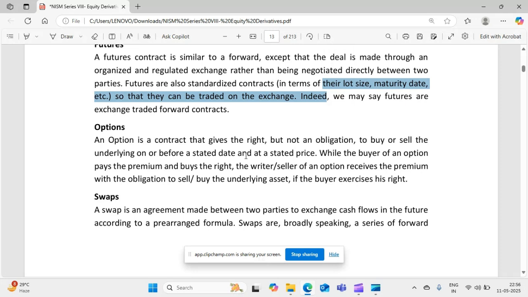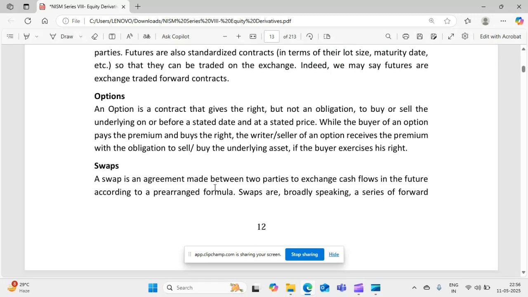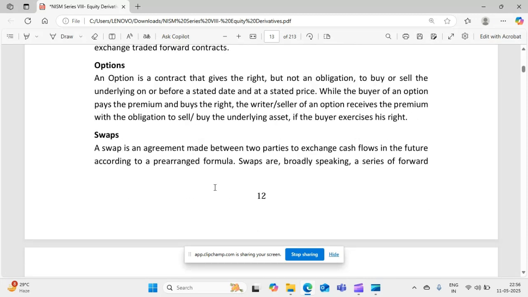Okay, then we have a swap contract. Okay, so swap is an agreement between two parties to exchange cash flow on a future date. Swaps are a series of forward contracts. That's how we call swaps.